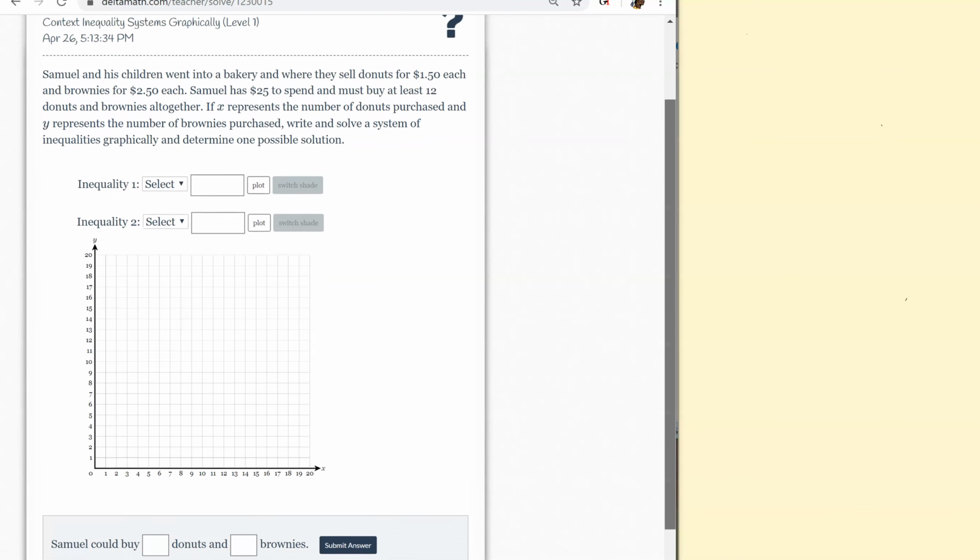All right, guys, this is going to be our second example. It's a little bit different from just the money. Samuel and his kids went to a bakery where they sell donuts for $1.50. So donuts are $1.50, that is a known number. And brownies are $2.50 each. Samuel has $25 to spend and must buy at least 12 donuts and brownies together.